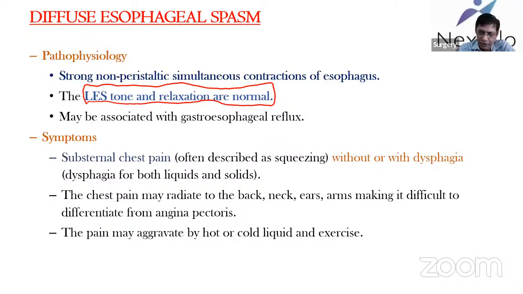Okay. Now, this pain may be aggravated by cold or hot liquids and exercise, and there may be a psychological component to the disease. This is what I was just speaking about right now. So this is the diffuse esophageal spasm.